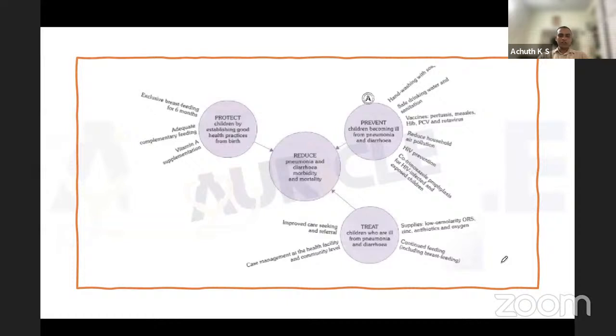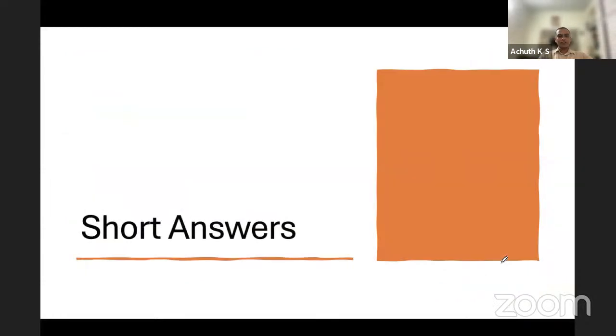If you can remember and draw this diagram, nothing like that. Protect, prevent, reduce, and treat. This is the comprehensive picture for vaccinations. Sorry, to treat the diarrheal diseases. With this, we have completed the long answers.